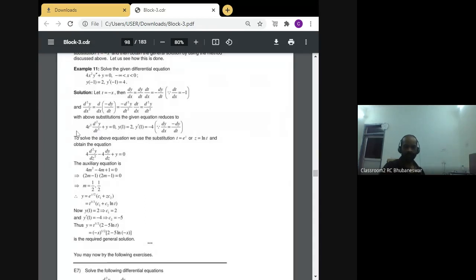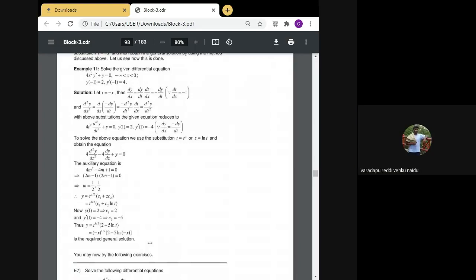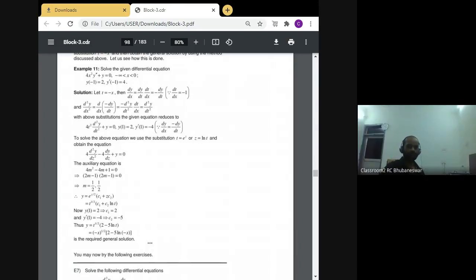Now after getting this kind of Euler differential equation, we can use the standard substitution procedure to find its solution. The standard substitution procedure is that we substitute t equals e to the power z, or we can write z equal to ln t.